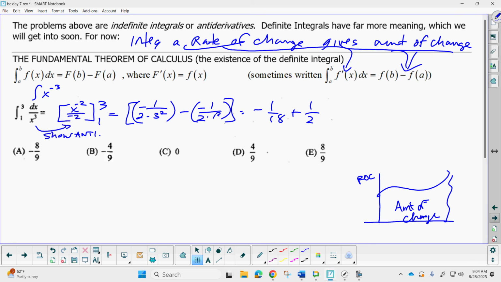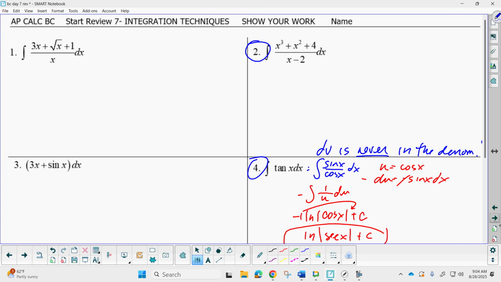Is it A, B, C, or D? D. It's negative 1/18 plus 9/18 is 8/18. 8/18 reduced to 4/9. Okay, okay. Good stuff. Now, in order to practice, do a few more of these off the homework.